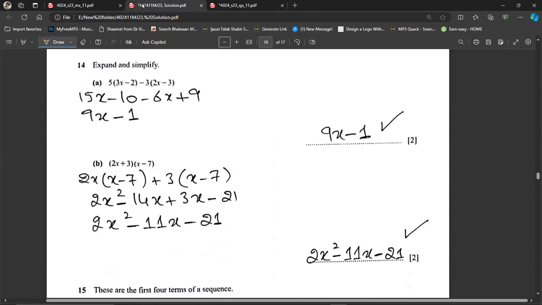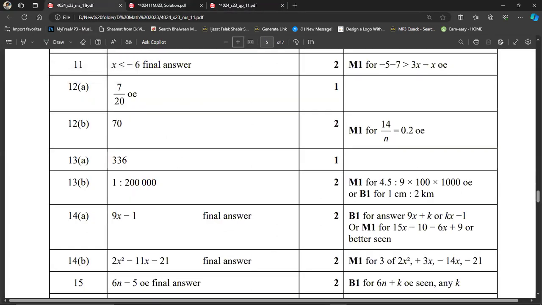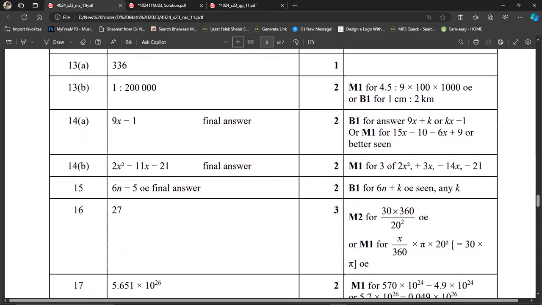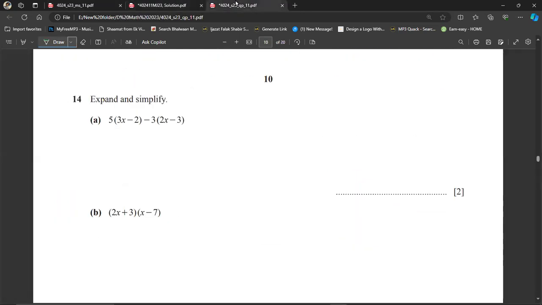So you will have 15x minus 10 minus 6x plus 9. So 15x minus 6x, that is 9x. Minus 10 plus 9, that is minus 1. So 9x minus 1 is the answer. 9x minus 1 is the right answer, sir. This is the solution. Okay.